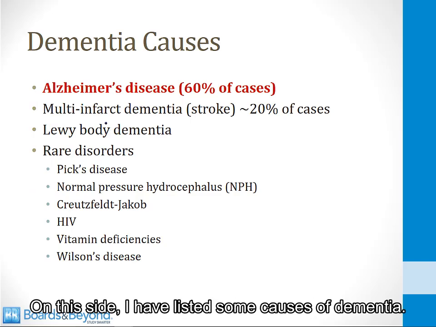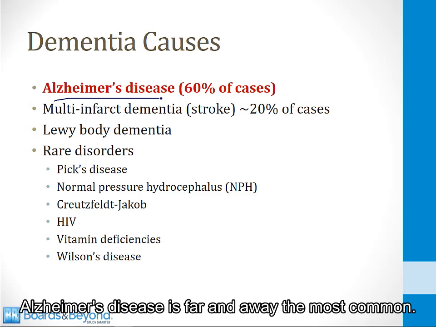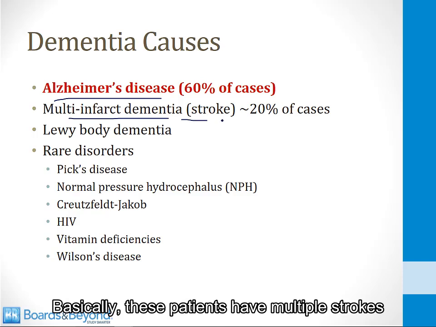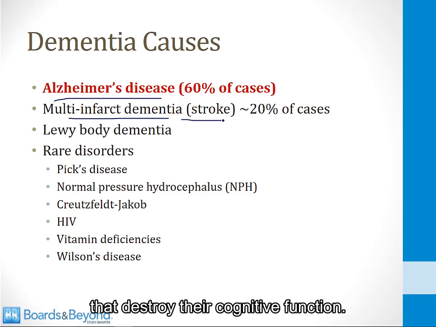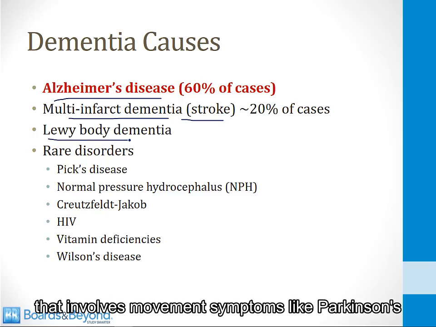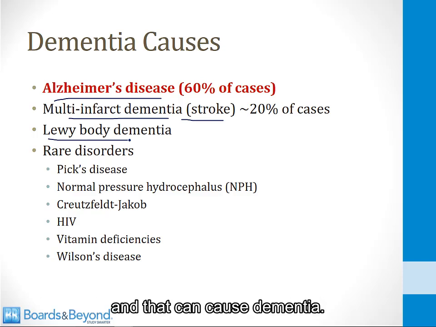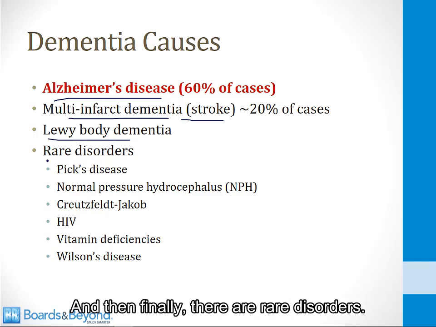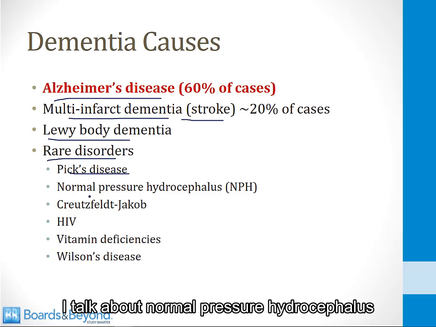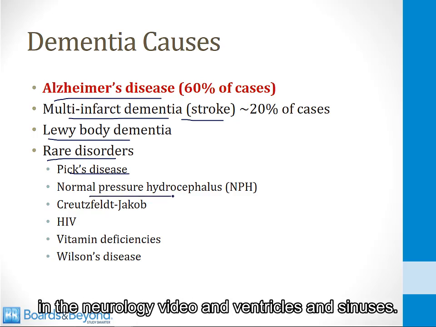On this slide, I've listed some causes of dementia. Alzheimer's disease is far and away the most common. The second most common is multi-infarct dementia. Basically, these patients have multiple strokes that destroy their cognitive function. Lewy body dementia is a type of dementia that involves movement symptoms like Parkinson's, and that can cause dementia. And then finally, there are rare disorders. I talk about Pick's disease in the dementia video in the neurology section. I talk about normal pressure hydrocephalus in the neurology video on ventricles and sinuses.